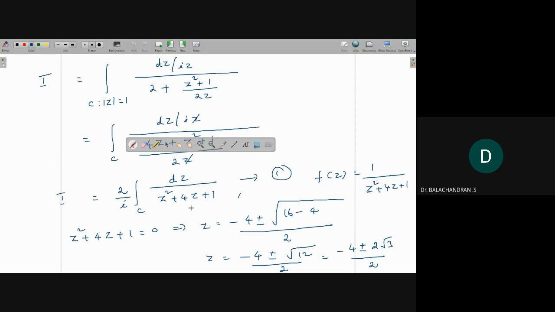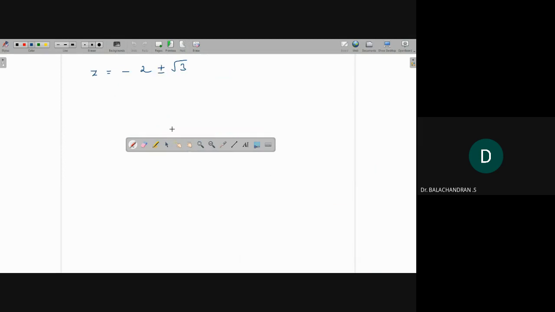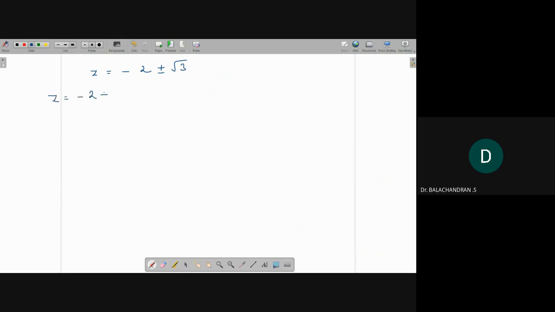This is a quadratic equation, so it has two roots. That's why it is a pole, a pole of order 1. So z equal to minus 2 plus root 3 is a pole of order 1, and also z equal to minus 2 minus root 3 is a pole of order 1, sorry, a simple pole.